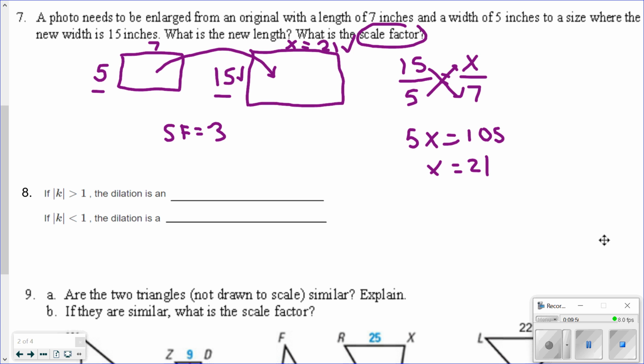Question 8. Let's remember that K just means scale factor. So if your scale factor is greater than 1, then your dilation is going to be an enlargement. Your figure is going to get larger, just like in the example for number 7. If your scale factor is less than 1, then the dilation is going to be a reduction, meaning that it's going to get smaller.